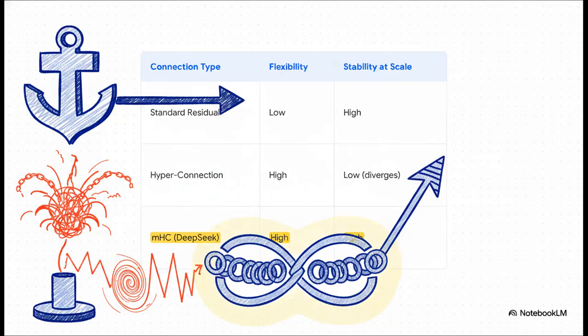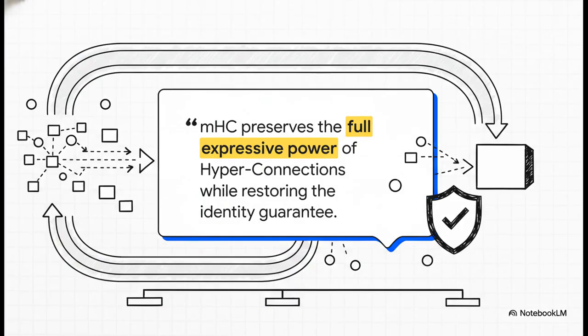This table just lays it all out perfectly. Your standard residual connection, super stable but not very flexible. Hyperconnections, very flexible, but they just fall apart at scale. And then there's DeepSeek's MHC, hitting that perfect sweet spot. High flexibility and high stability. It's the architecture that gets to have its cake and eat it too. And really, this quote from the researchers just nails it. They say MHC keeps all the expressive power of hyperconnections while bringing back that identity guarantee, that stable core signal that made deep learning possible to begin with.